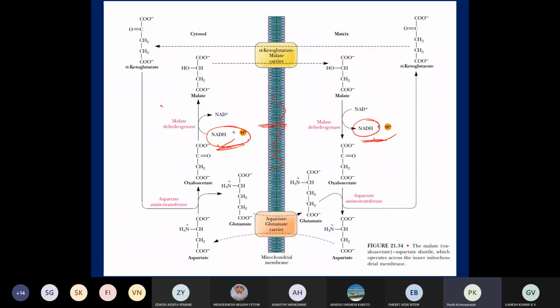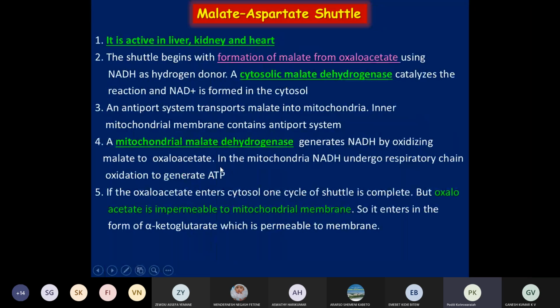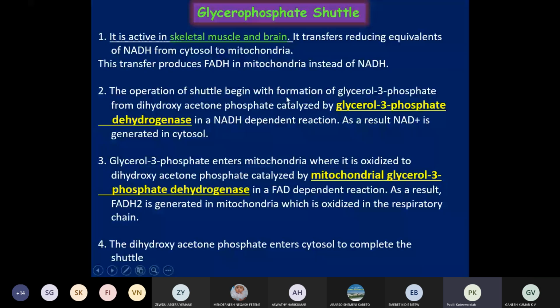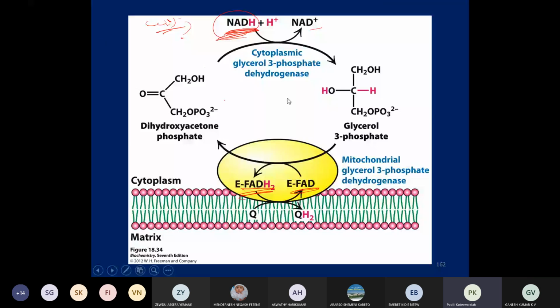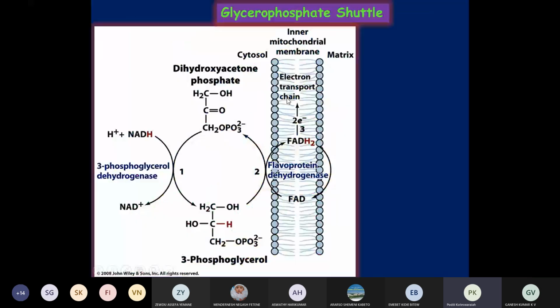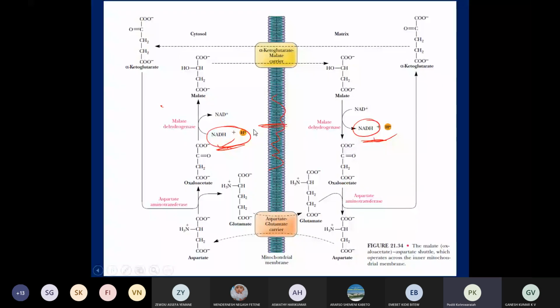Therefore, the cell uses either the malate aspartate shuttle or the glycerol 3-phosphate shuttle. The glycerol 3-phosphate shuttle is mainly active in the muscle and the brain, and the malate aspartate shuttle is mainly active in the liver, kidney, and heart. So these shuttle systems are used to transport the NADH produced in glycolysis into the electron transport chain process.